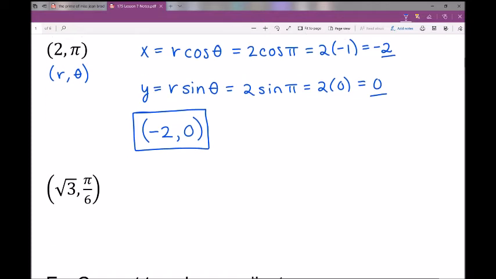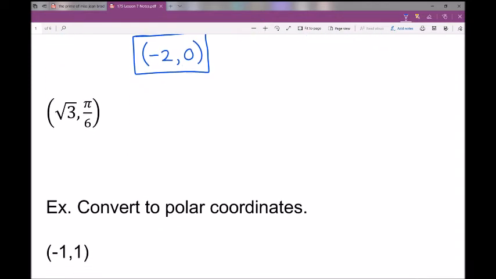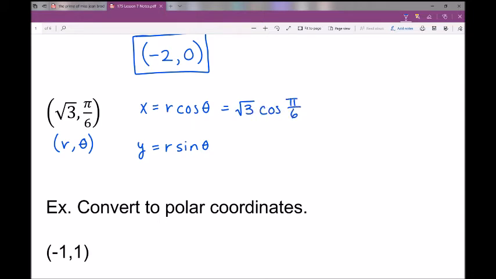So let's try another example. This time we have the square root of 3 comma pi over 6. We're going to do the same kind of thing. For a rectangular coordinate we need an x coordinate as well as a y coordinate. x is equal to r cosine of theta, and y is equal to r times the sine of theta. Once again, we know the values of r and theta because of the way our point is written, so we can plug these in. For the x coordinate, we get the square root of 3 times the cosine of pi over 6, and for y, we get the square root of 3 times the sine of pi over 6.